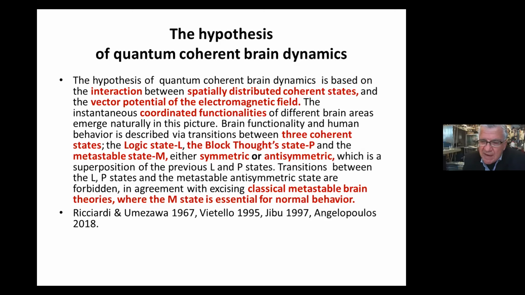The metastable state is either symmetric or antisymmetric. The transitions between the two states and the metastable and antisymmetric states are forbidden, in agreement with the existing classical metastable brain theories where metastability is essential for normal behavior.